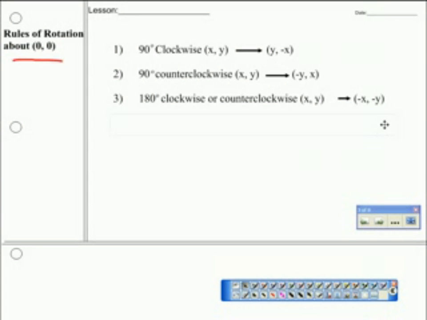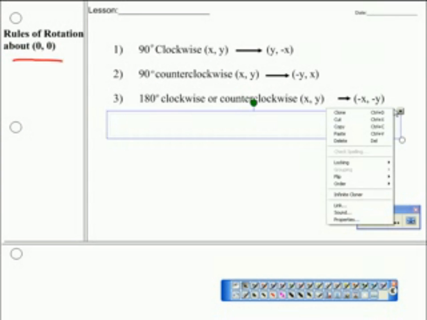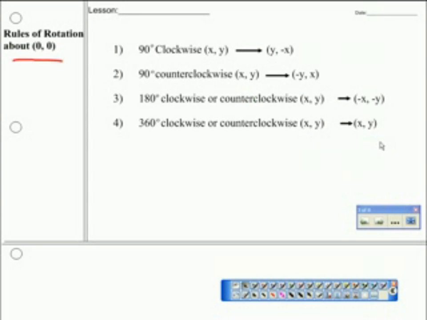And we have one more, and this is my favorite rotation personally, and usually it's students' favorite rotation. What is it? What's that? 360. Why is it everybody's favorite rotation? You don't have to do anything, that's right. Nothing changes. Why? Because you finish where you started. It's one complete revolution.